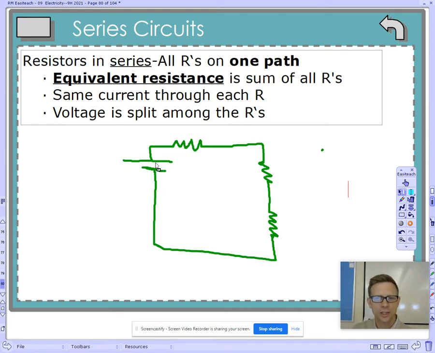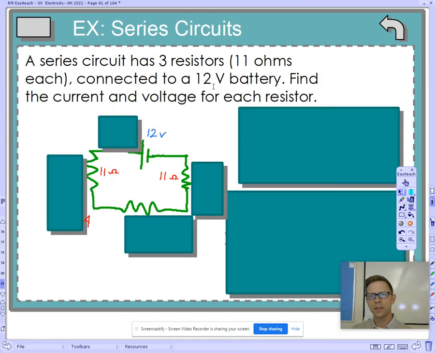The voltage is the energy. So let's say this was 100 volts. That 100 volts would be split among those three resistors. Let's look at an example. So let's say I have this, every one of these resistors is 11 ohms, and I want to figure out the current and voltage for every single resistor.